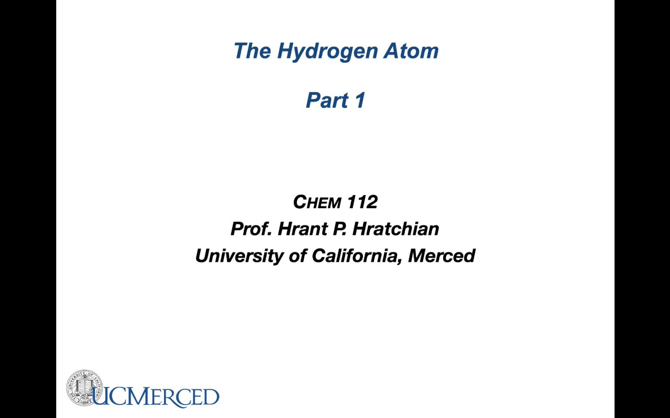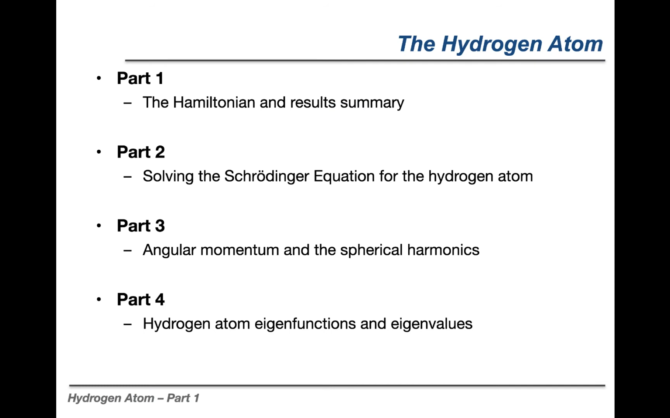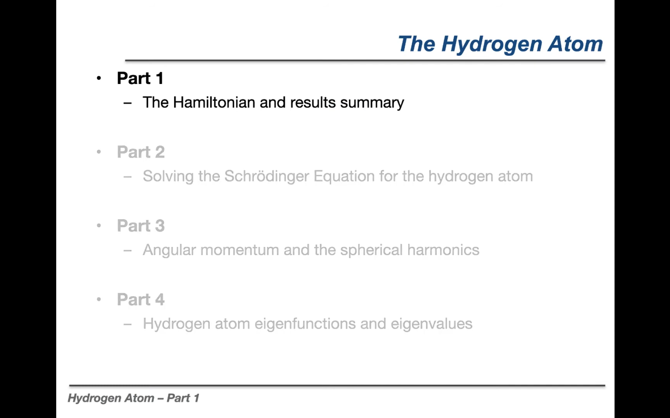This video begins our treatment of the hydrogen atom. We're going to do this in 4 parts, and here in part 1 we'll focus on how we write down the Hamiltonian for this system, and we'll outline and summarize some of the key results that we will eventually derive more fully in the other 3 parts.